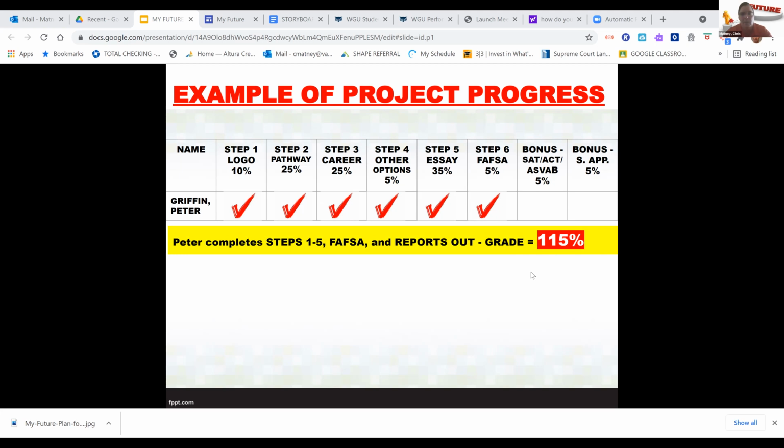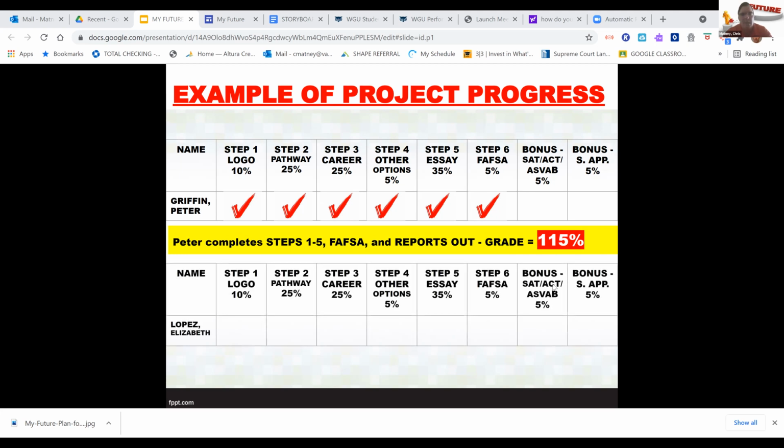Okay. So now we're going to look at another student, and this is Elizabeth Lopez. And let's see what she's done. She decides she's going to do step 1. Most people always do step 1 because I keep harping on you guys to do it. Step 2, step 3, step 4, and she blows off the essay. She's like, I'm not doing it. Okay. She didn't do it. All right. She didn't do the FAFSA. She took the SAT. She signed up at Rancho.